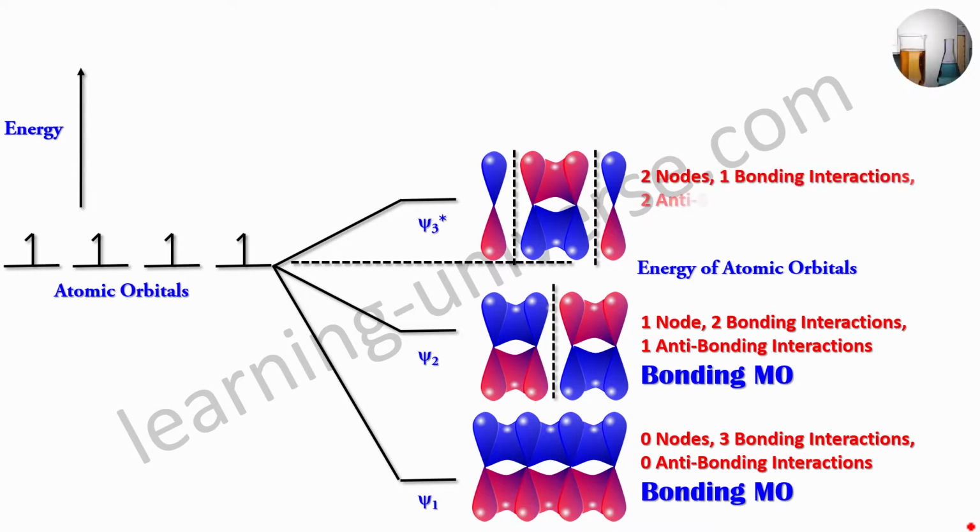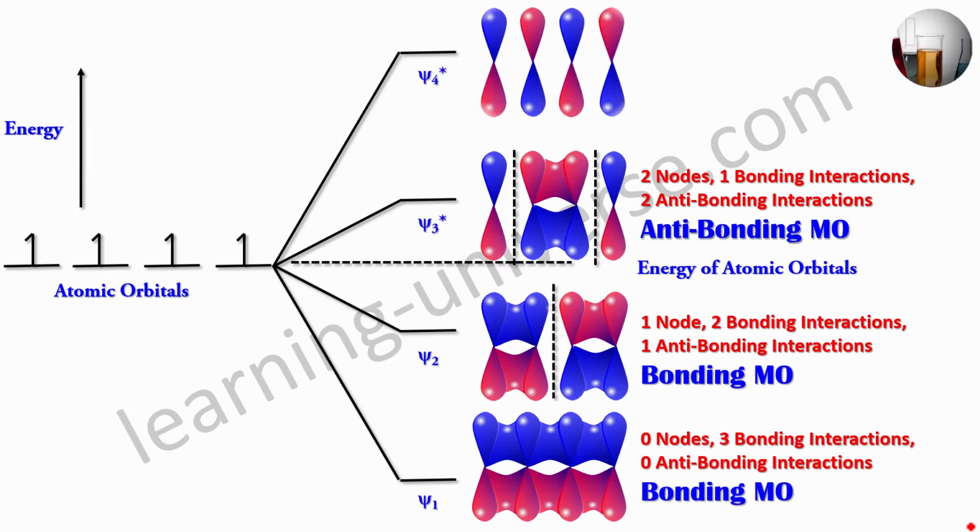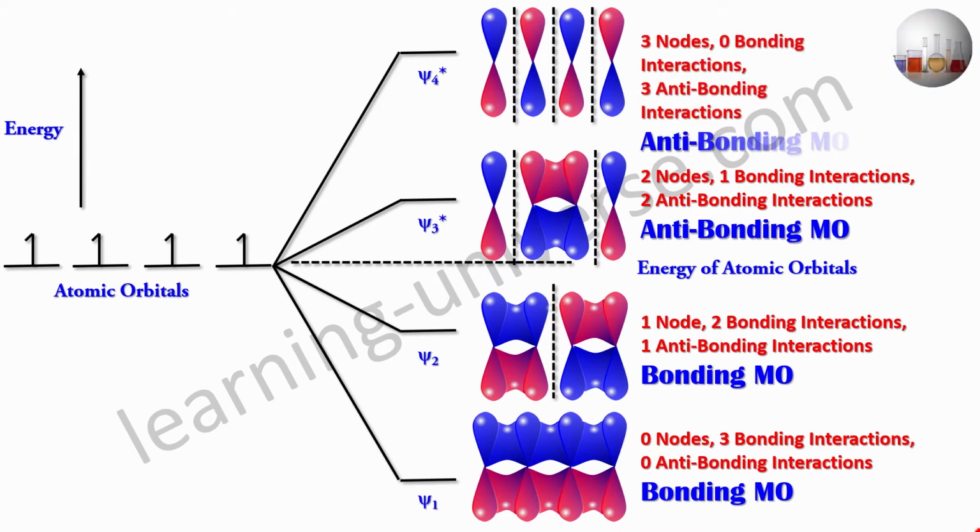So, two nodes, one bonding interaction, two anti-bonding interactions, it's an anti-bonding MO. And then you have psi4 star, which has only anti-bonding interactions. There are no bonding interactions, as you can see. One node here, second node here, and third node here. So, 3 nodes, 0 bonding interactions and 3 anti-bonding interactions. It is the highest energy anti-bonding molecular orbital.